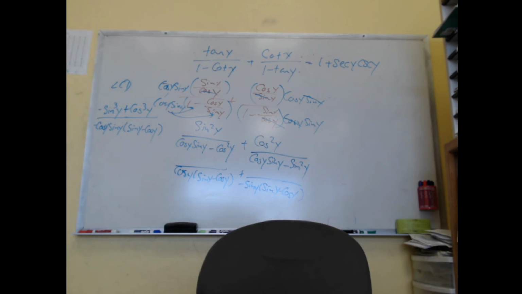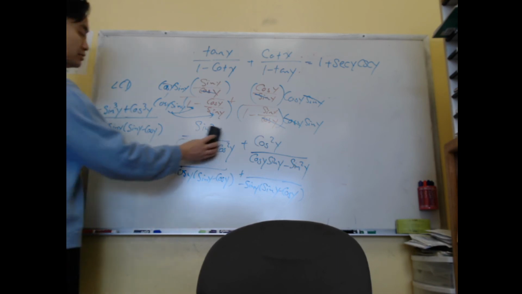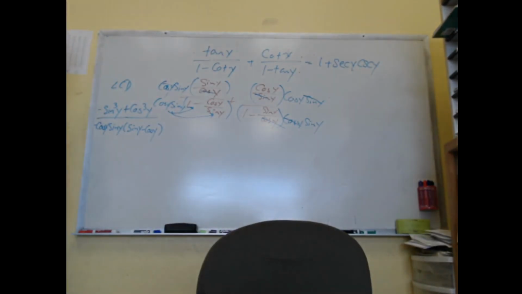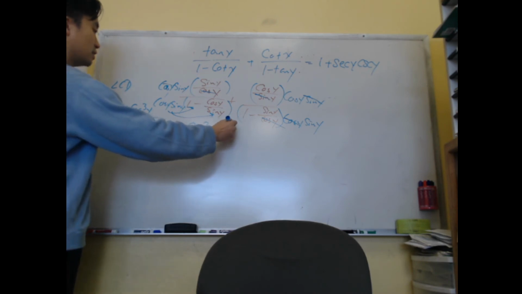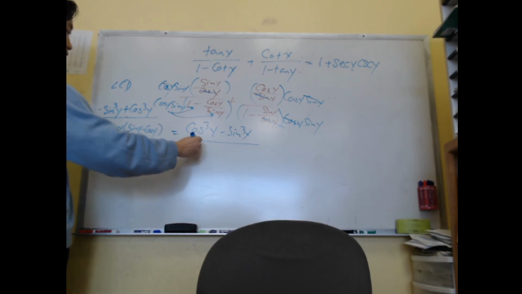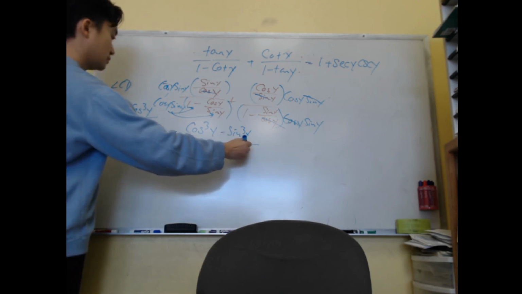We're getting there. Anything that I can cancel, or things that I can factor? Check it out. Back to algebra 2. What can we factor? Well, let's just rewrite it. So it's cosine cubed y minus sine cubed y, all over that sine y minus cosine y, and then negative cosine y, sine y.